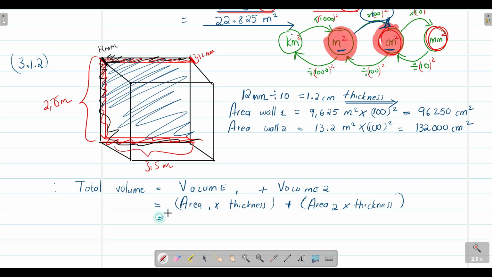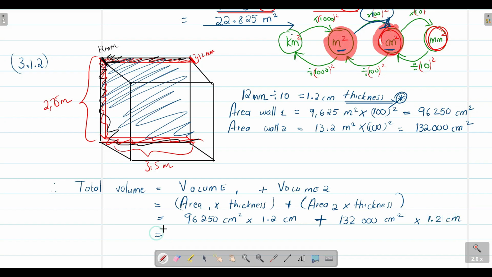Okay, so here, let's do that. So the area of wall number 1 is 96250 centimeters squared multiplied by what was our thickness? Remember, we converted our thickness into centimeters, right? So it is 1.2 centimeters plus. Okay, area of wall number 2, it's 132,000 centimeters squared multiplied by the thickness of 1.2 centimeters.